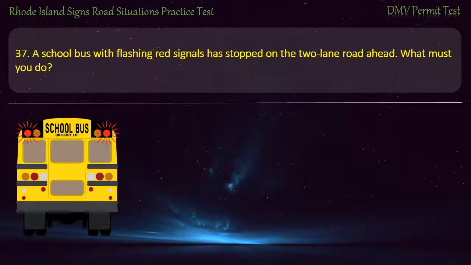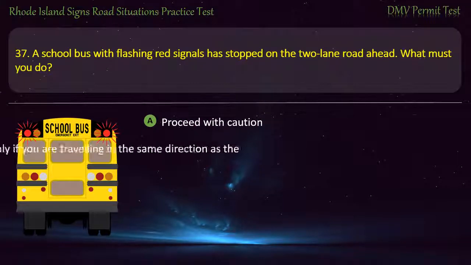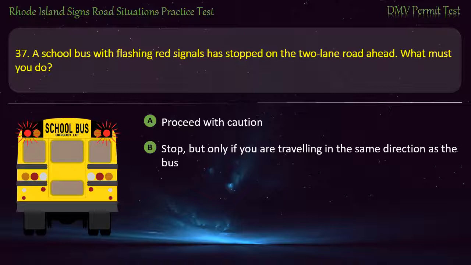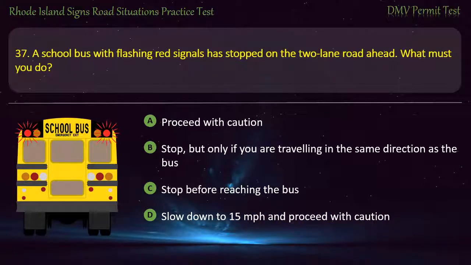Question 37. A school bus with flashing red signals has stopped on the two-lane road ahead. What must you do? Proceed with caution. Stop, but only if you are traveling in the same direction as the bus. Stop before reaching the bus. Slow down to 15 miles per hour and proceed with caution. Answer. Stop before reaching the bus.